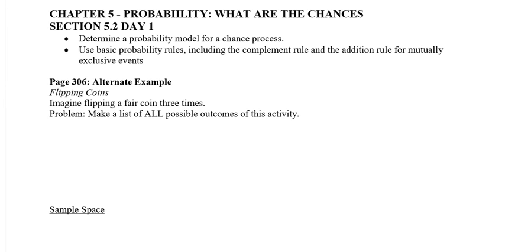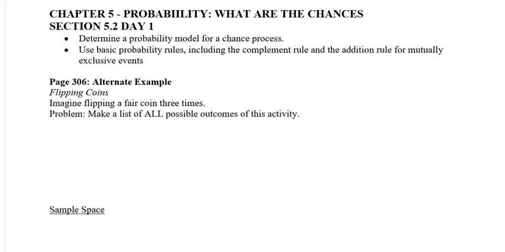Today we're going to look at how to determine a probability model for a chance process and how to use some basic probability rules, including what's called the complement rule and the addition rule for mutually exclusive events. Okay, so imagine that you're flipping a coin 3 times. And I want you to stop the video for a minute after I explain here and make a list of all the possible outcomes of this activity.